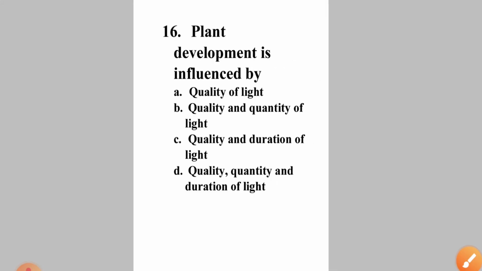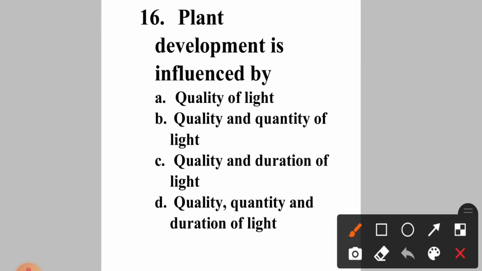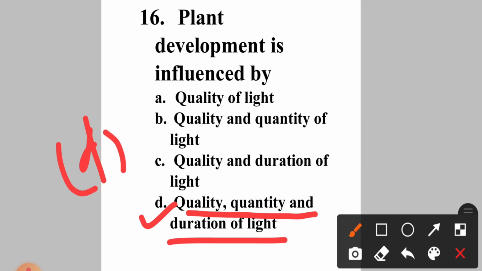Now come to question number 16. Plant development is influenced by: A. Quality of light. B. Quality and quantity of light. C. Quality and duration of light. D. Quality, quantity and duration of light. Okay, so all are important, that is quality, quantity as well as duration. Okay, so answer will be option D. Right.